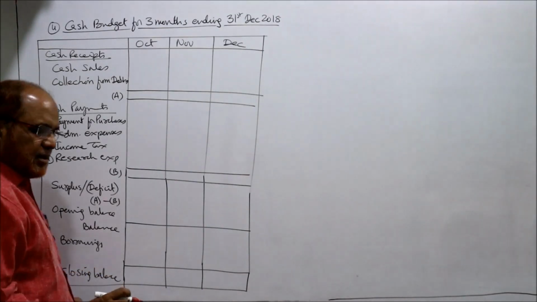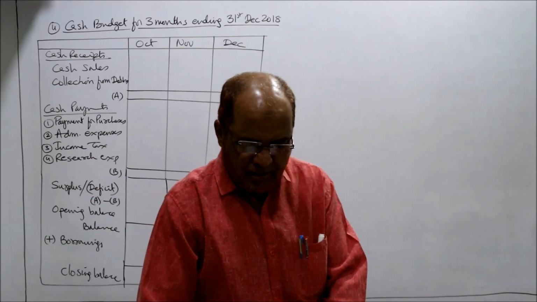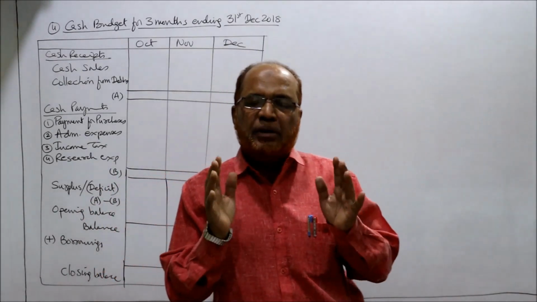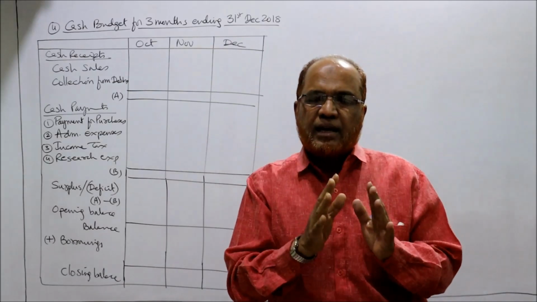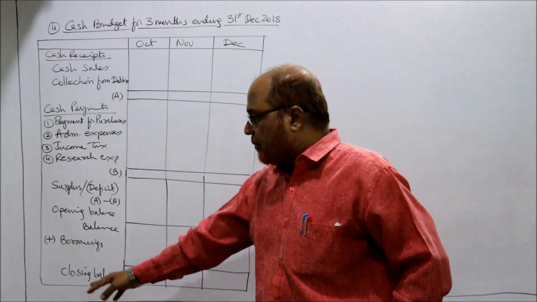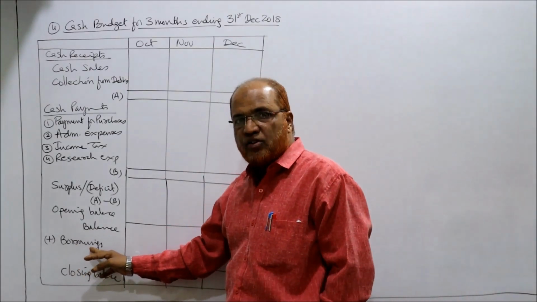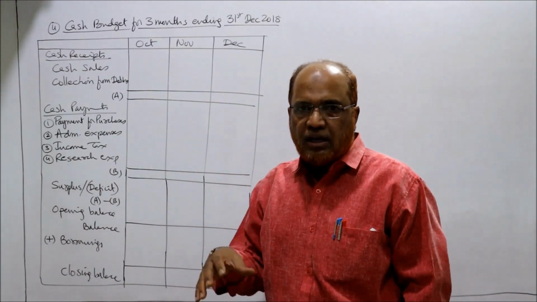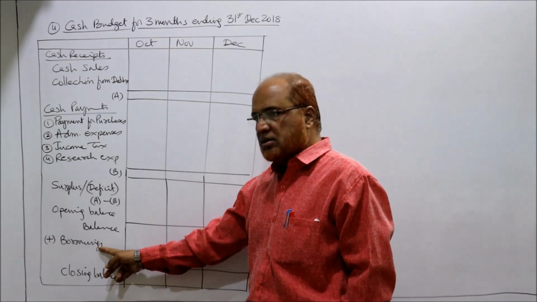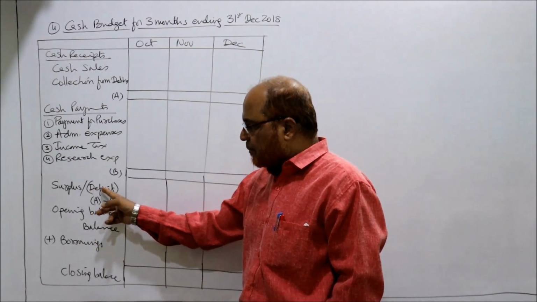Closing balance. The new point in this problem is, one restriction is given that the minimum cash balance to be kept is 3 lakh. Below 3 lakh, if it happens, then we have to make a borrowing. So we have made one provision of borrowing. In the previous problem, it was not there. The condition was not given. Here one condition is given, borrowings. That's why we will take surplus or deficit.